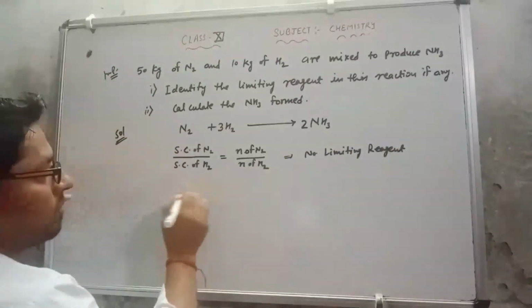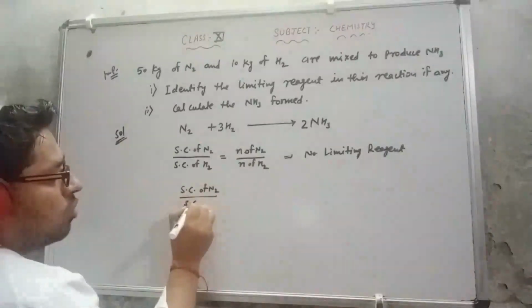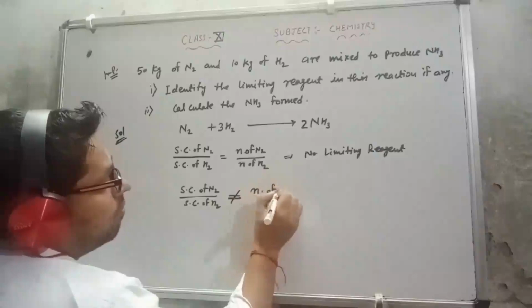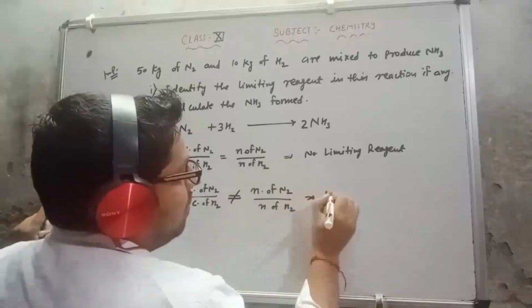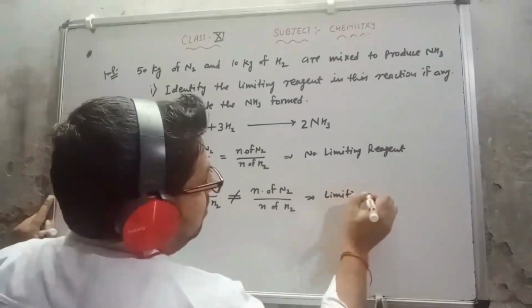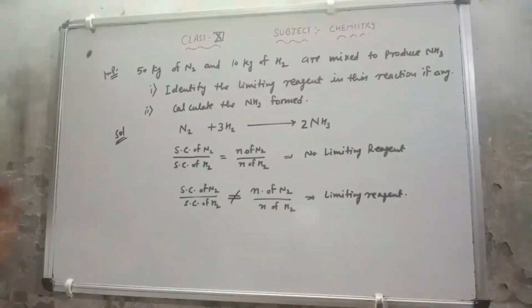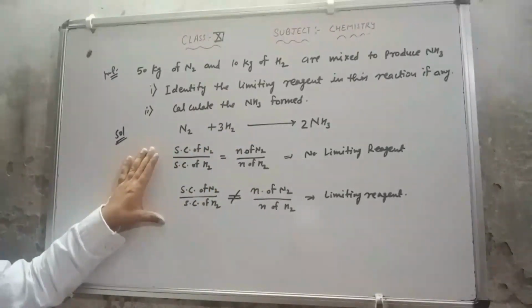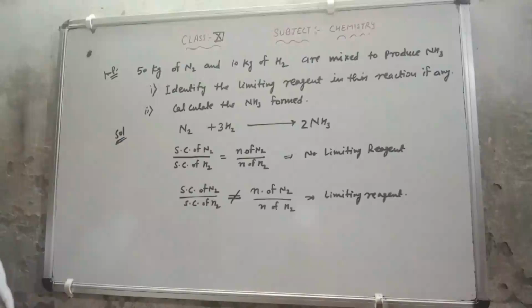Okay, if they are not equal, that is, the stoichiometric coefficient of N2 upon the stoichiometric coefficient of H2 is not equal to the number of moles of N2 upon the number of moles of H2, then a limiting reagent is there. You have to go with this question in this way. This is a little trick I am telling you to identify whether a limiting reagent is present here or not.